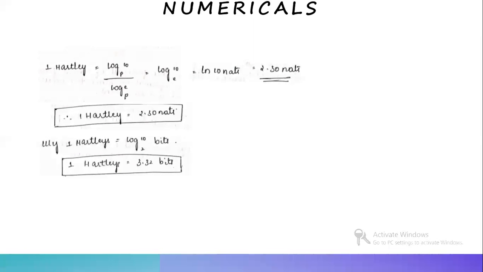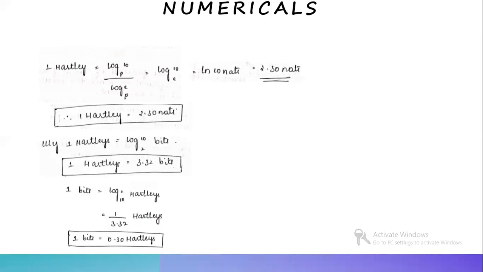In a similar way, we can also find the relationship of 1 bit to Hartleys. So 1 bit equal to log 2 to the base 10 Hartley. It will be 1 by 3.32 Hartleys. So 1 bit equal to 0.30 Hartley. Next is the relationship between 1 bit and nats. So 1 bit equal to log 2 to the base e nats. That will be ln 2 nats. So 1 bit equal to 0.693 nats.